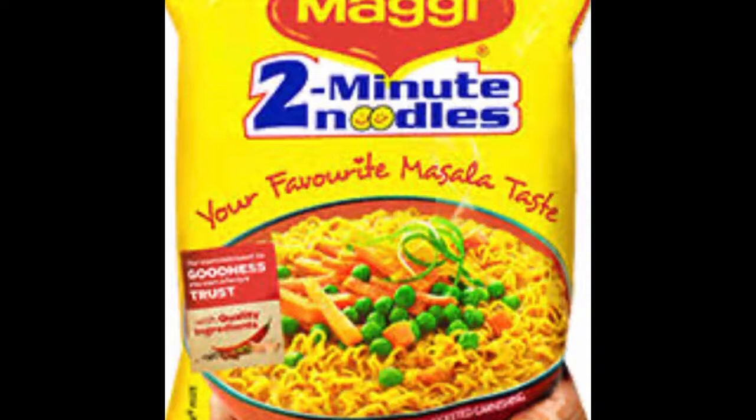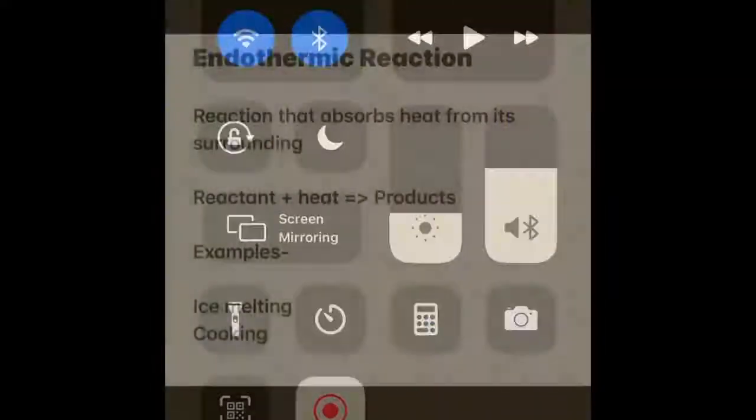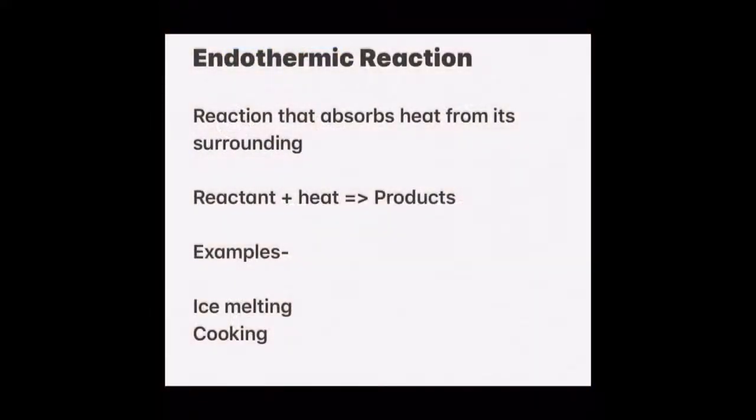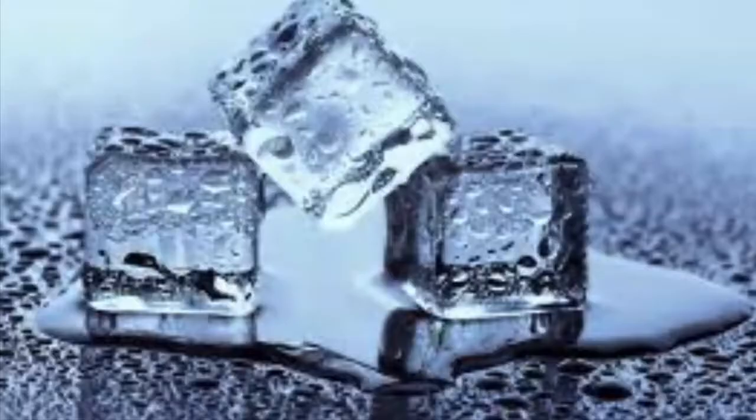Let's take a small detour to our fellow friends, endothermic and exothermic reactions. First up, we have an endothermic reaction, which is a reaction that absorbs heat from its surroundings. Simply put, an equation for this would be reactant plus heat gives you your products. Examples would be ice melting and cooking, but we'll get back to the cooking concept later.